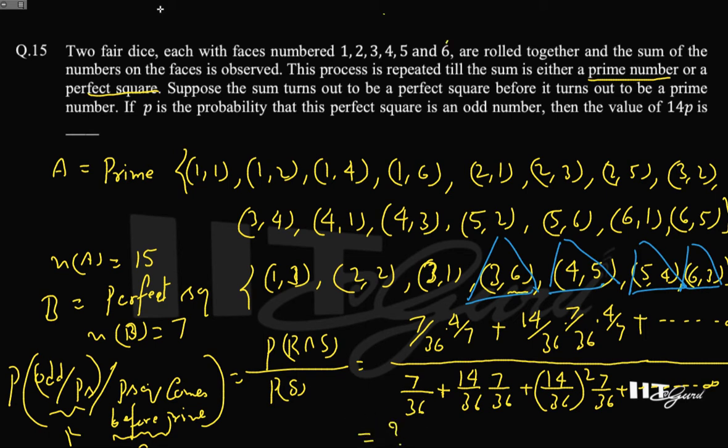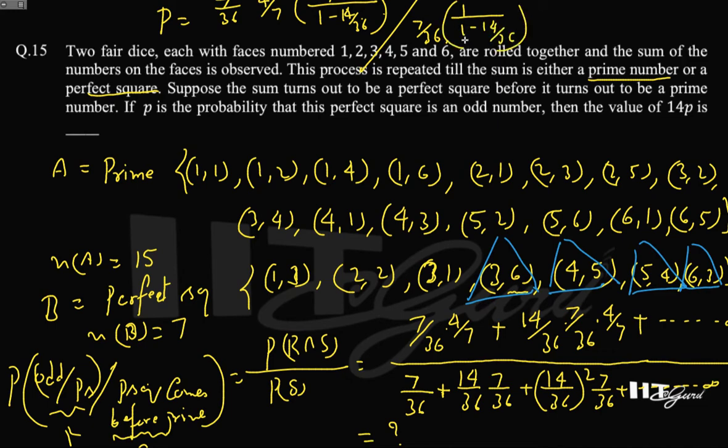To solve, the final required probability is 7 by 36 times 4 by 7. Here 7 by 36 and 4 by 7 are common, and that is 1 upon 1 minus 14 by 36. This is divided by, for the denominator, 7 by 36, which is common, and once again 1 upon 1 minus 14 by 36. This is the infinite GP formula.